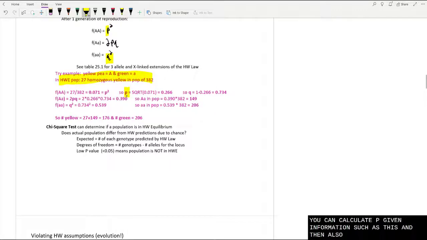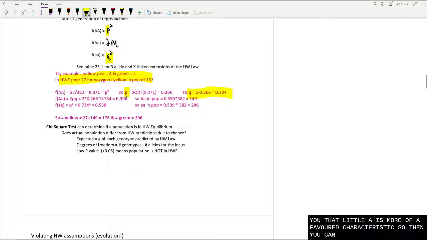And then also, you know Q is equal to 1 minus P. So then you can calculate P and Q. Important to be able to do that. P and Q also represent the frequencies of just a single big A or a single little a. So the frequency of big A in the population is 0.266. The frequency of little a in this population is 0.734. So that tells you that little a is more of a favored characteristic.